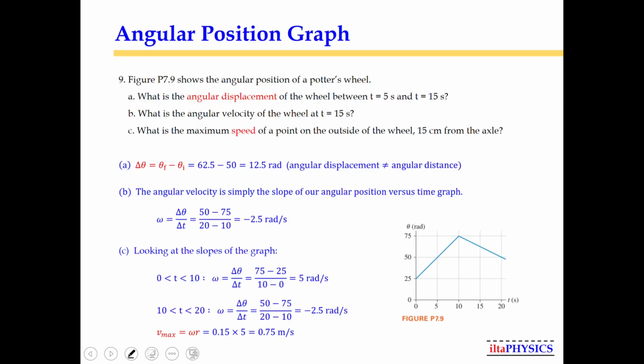Since tangential velocity is calculated as angular velocity times the distance from the axis, we need to find the angular velocity first. As we observed earlier, there are two different rotational speeds in this motion. If we calculate the angular velocity for each section, we get two different values. Regardless of the direction, the maximum angular velocity is 5 radians per second. Multiplying this by the distance of 15 centimeters gives us a tangential speed of 0.75 meters per second.